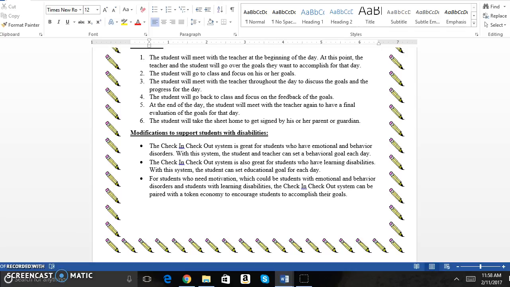And then lastly, for students who need motivation, which could be students with emotional and behavior disorders as well as students with learning disabilities, the check-in, check-out system can be paired with a token economy to encourage students to accomplish their goals. So maybe if the students got 80% of their check-ins for the week, then they can pick a prize out of the prize box.